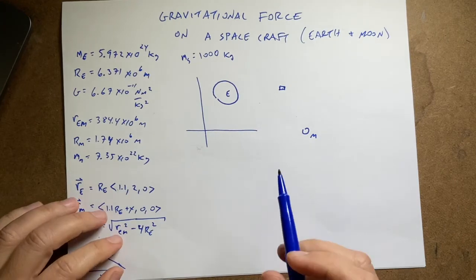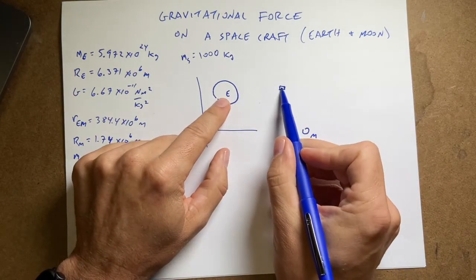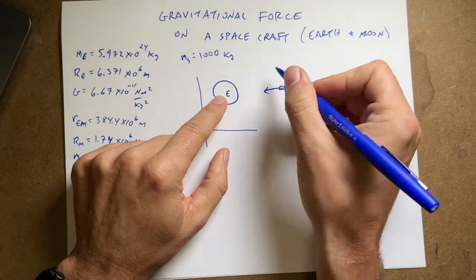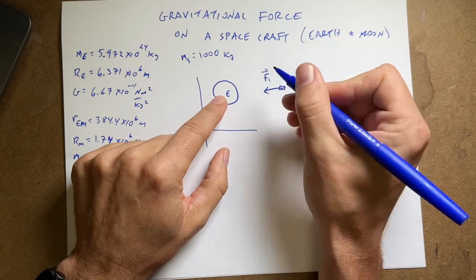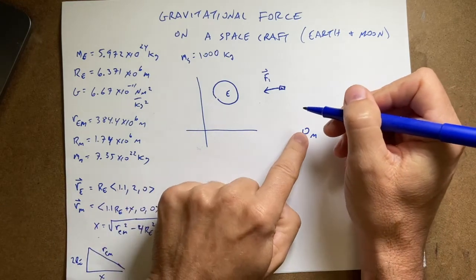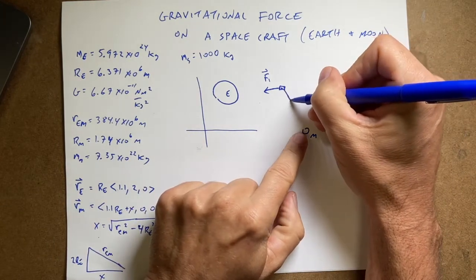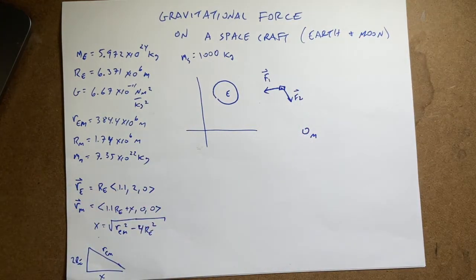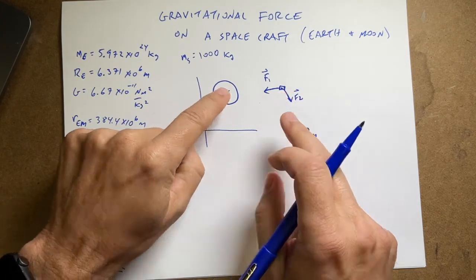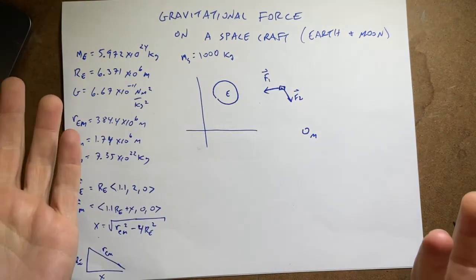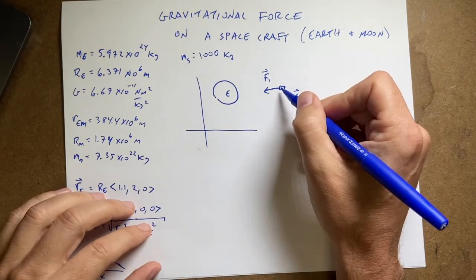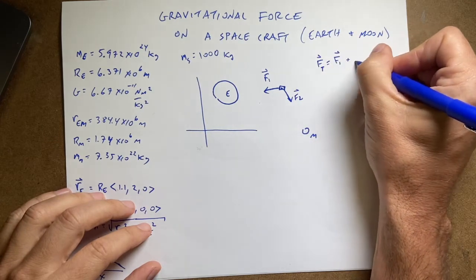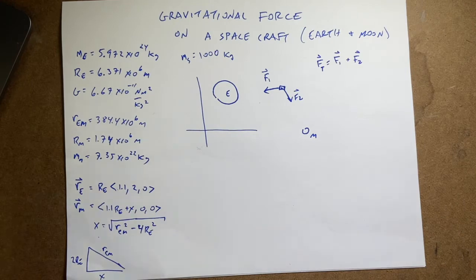Okay. So what's going on here? Well, first of all, there's going to be an interaction between the Earth and the spacecraft. So there's going to be a gravitational force pulling the spacecraft that way. I'll call that F1. There's also going to be a gravitational force between the moon and that spacecraft. I'll call that F2. So the net force, the way gravity works is that I can calculate the individual gravitational force between these two, calculate the individual between these two, and then the total gravitational force will be the vector sum of those. So F total will be F1 plus F2.